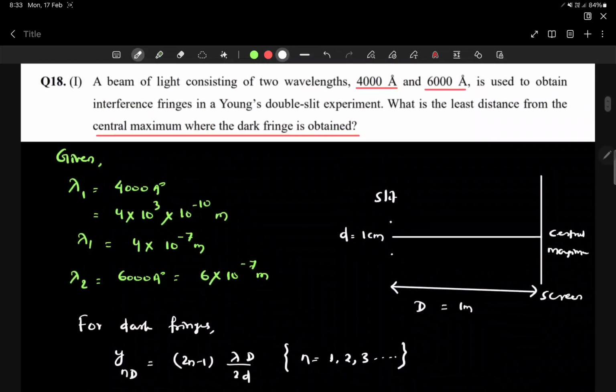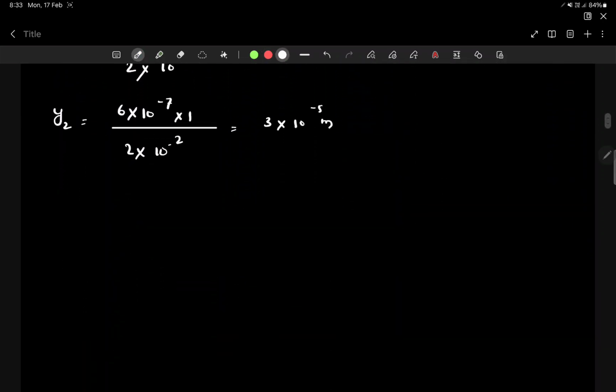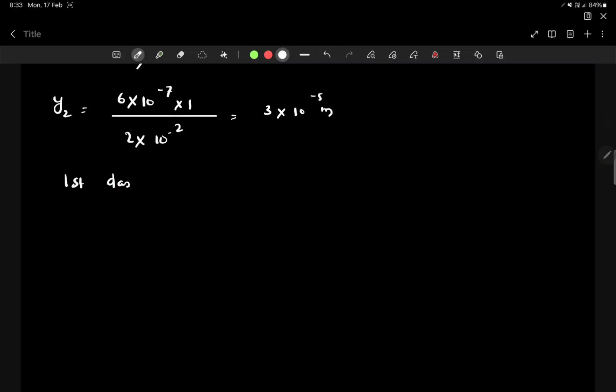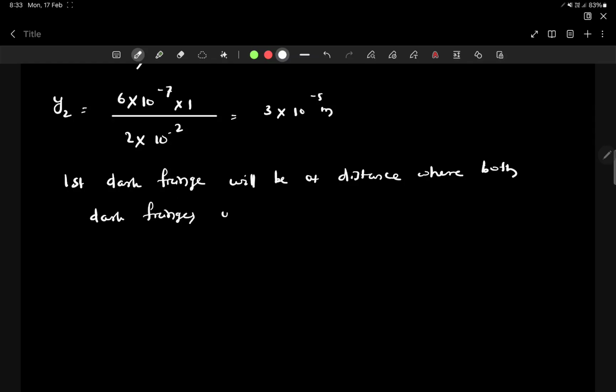And now come to the question. The last line is very important. What is the least distance from the central maximum where the dark fringe is obtained? This is the location of y1, and here is our y2, suppose. So for both wavelengths, where is the location of the first dark fringe? First we have to write the first dark fringe will be at the distance where both dark fringes will coincide.